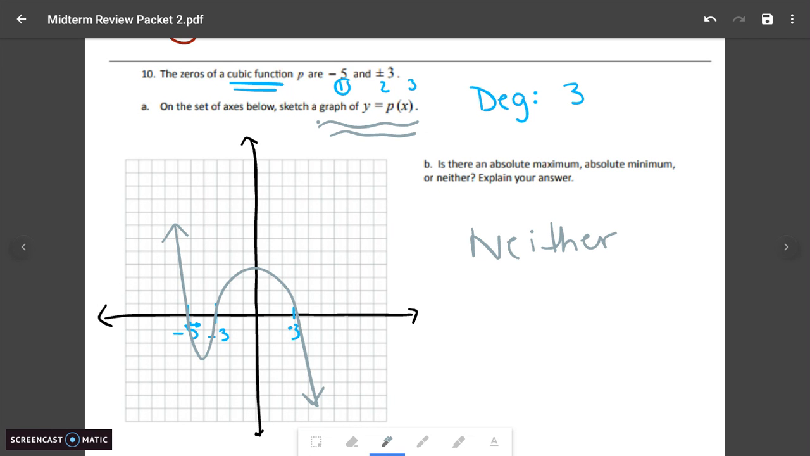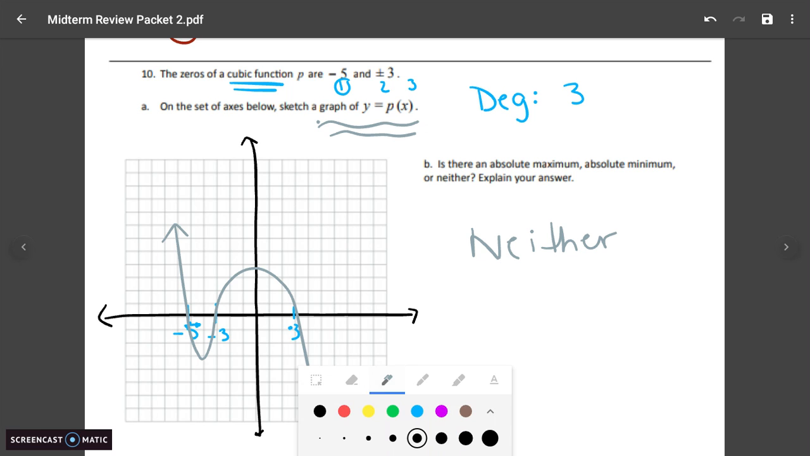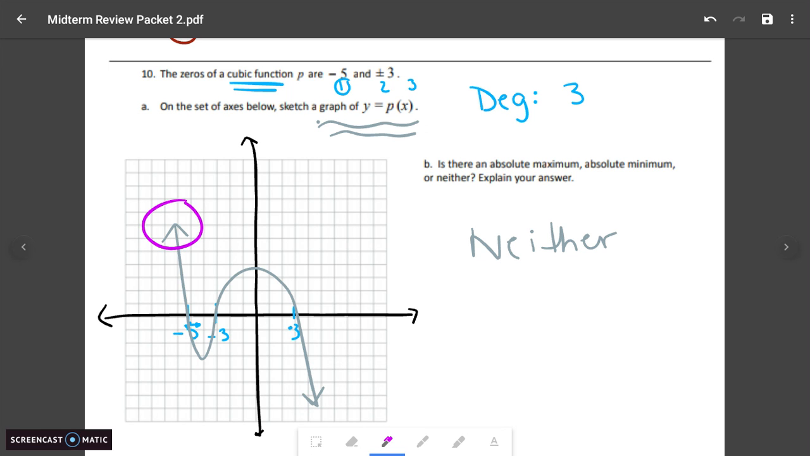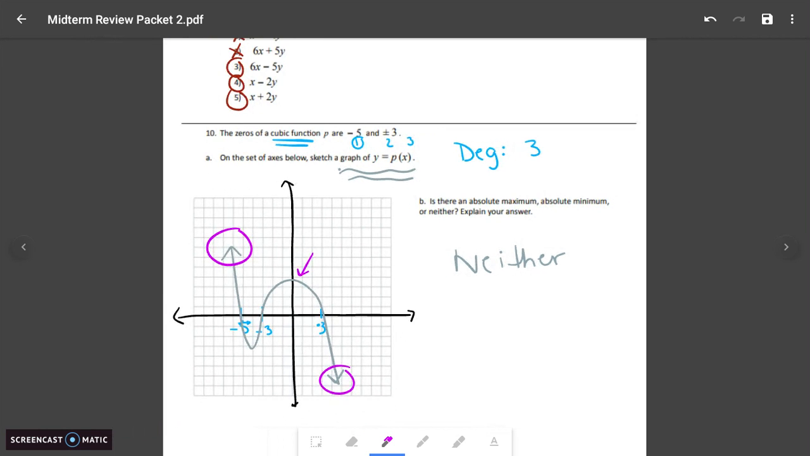An absolute max is like a highest point, just like an absolute min is the lowest point. Unfortunately, because of these arrows, that means they go to infinity and negative infinity, and we don't know exactly where to get to that spot. So we're going to say neither, and we would explain that if it's going to infinity, it's not an absolute top spot. Like right here, this would be a relative maximum. Relative because, perspective wise, it is a max, but not the absolute, not the highest point overall.